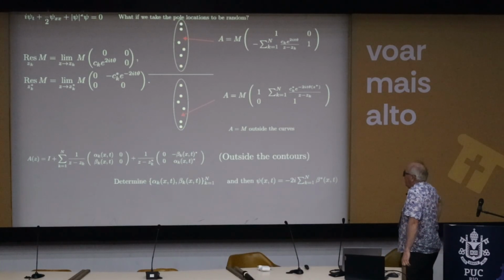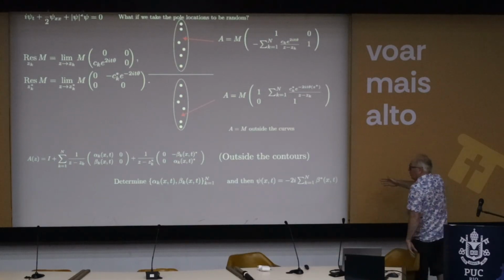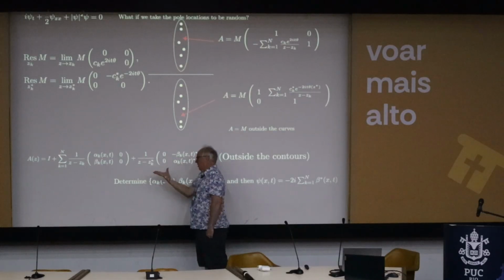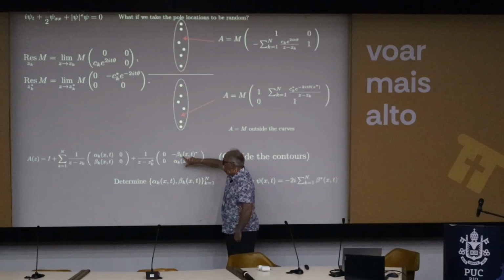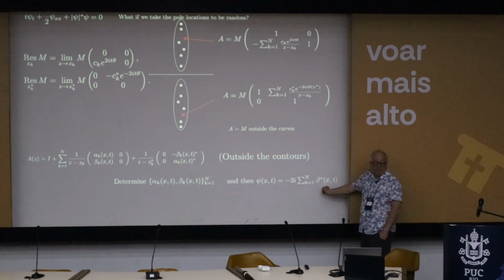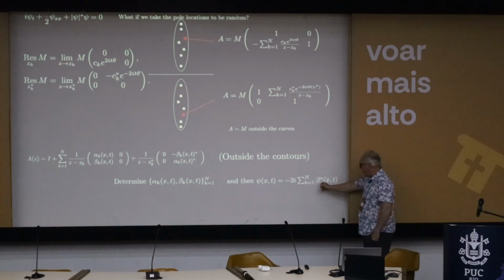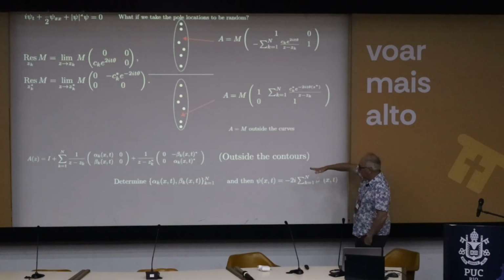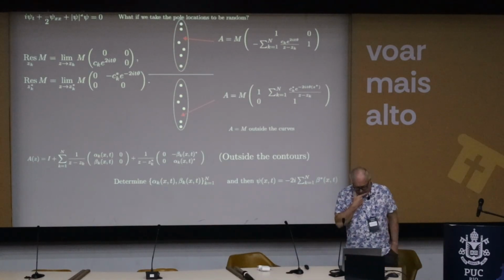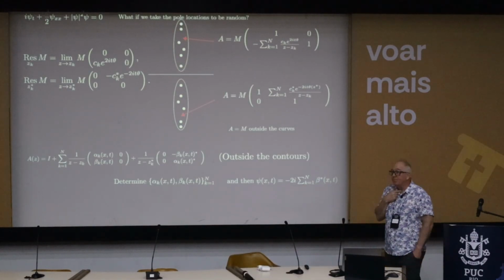If you can find A, you still get to determine from this unknown A of Z the solution to the PDE through this weird formula. So A, outside of the curves, is still a meromorphic function. If I knew what these alphas and betas were, I would be able to describe the solution of the PDE, which is here. So my objective is to give you an asymptotic description of the betas so that I can tell you what the asymptotic behavior of the solution of the PDE is, and then study fluctuations.